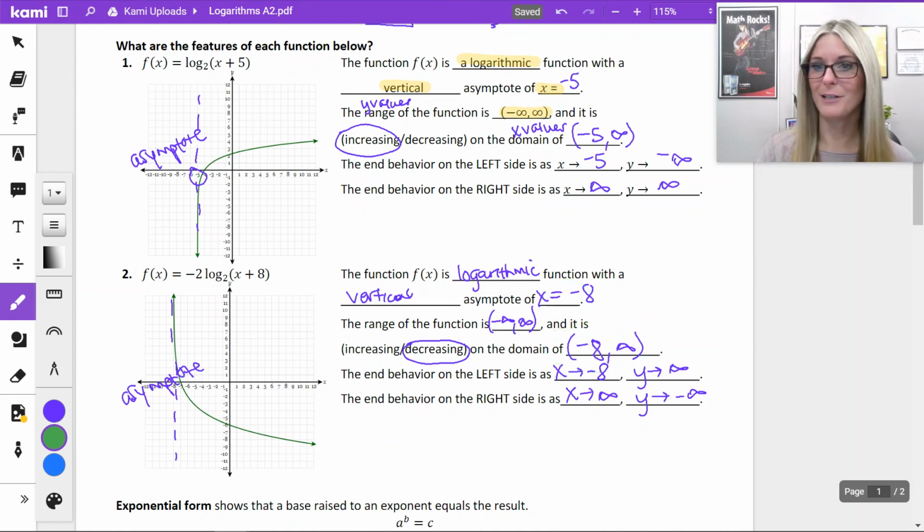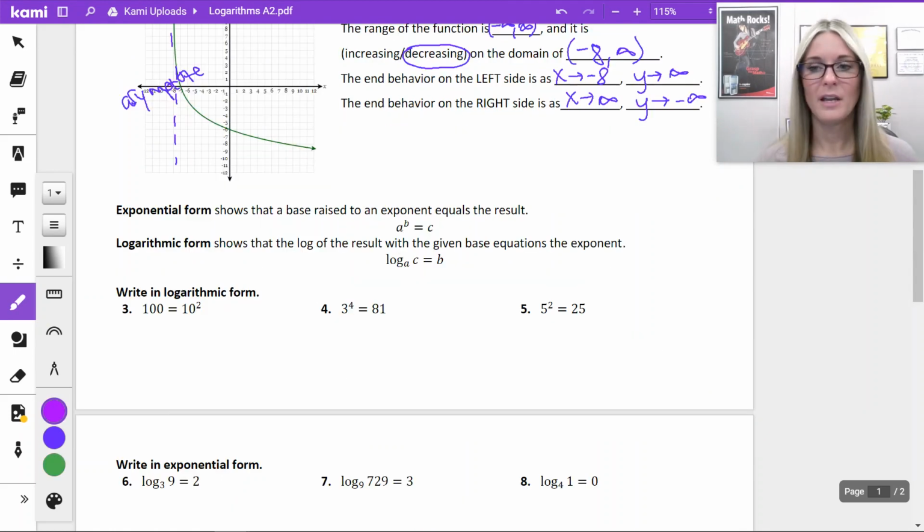So identifying exponential versus logarithmic, there are certain features that are always the same for logarithmic functions. Now, at the beginning of our notes, we said logarithms and exponential functions are inverse functions, and therefore we could use inverse operations to solve them. So let's dig a little bit deeper into these. Exponential form shows a base raised to an exponent equals the result, right? Like if I had a raised to the b, it equals c, whatever those numbers may be.